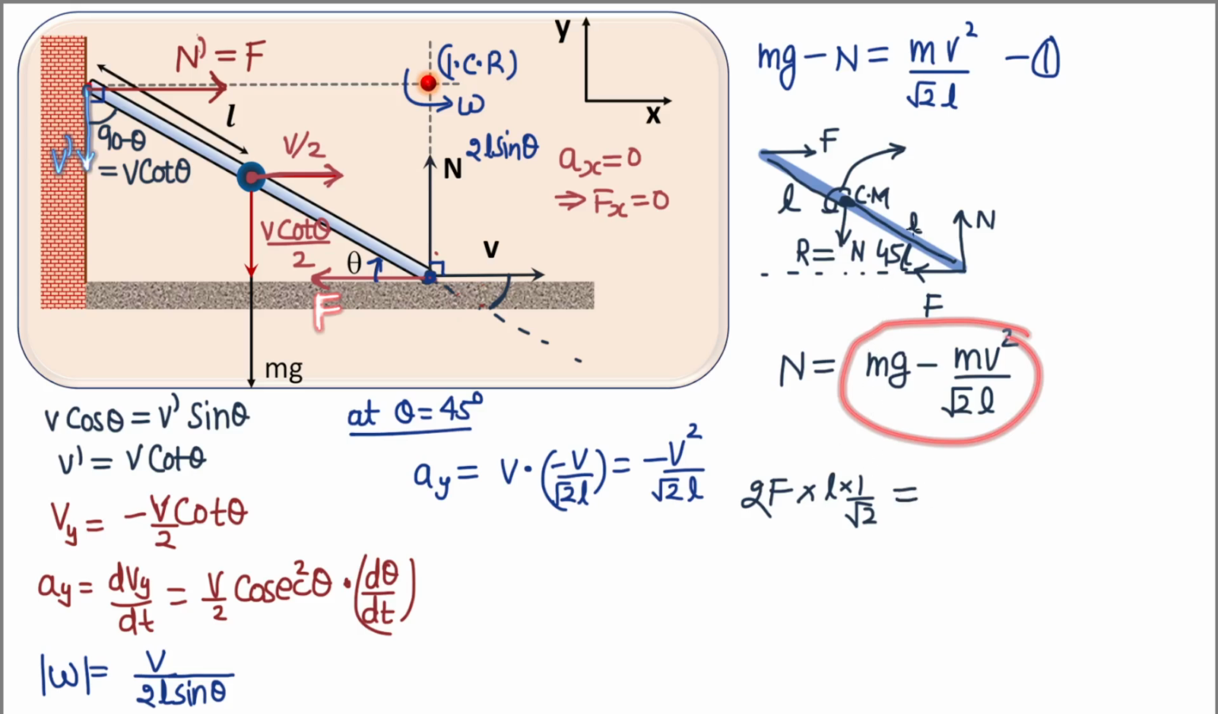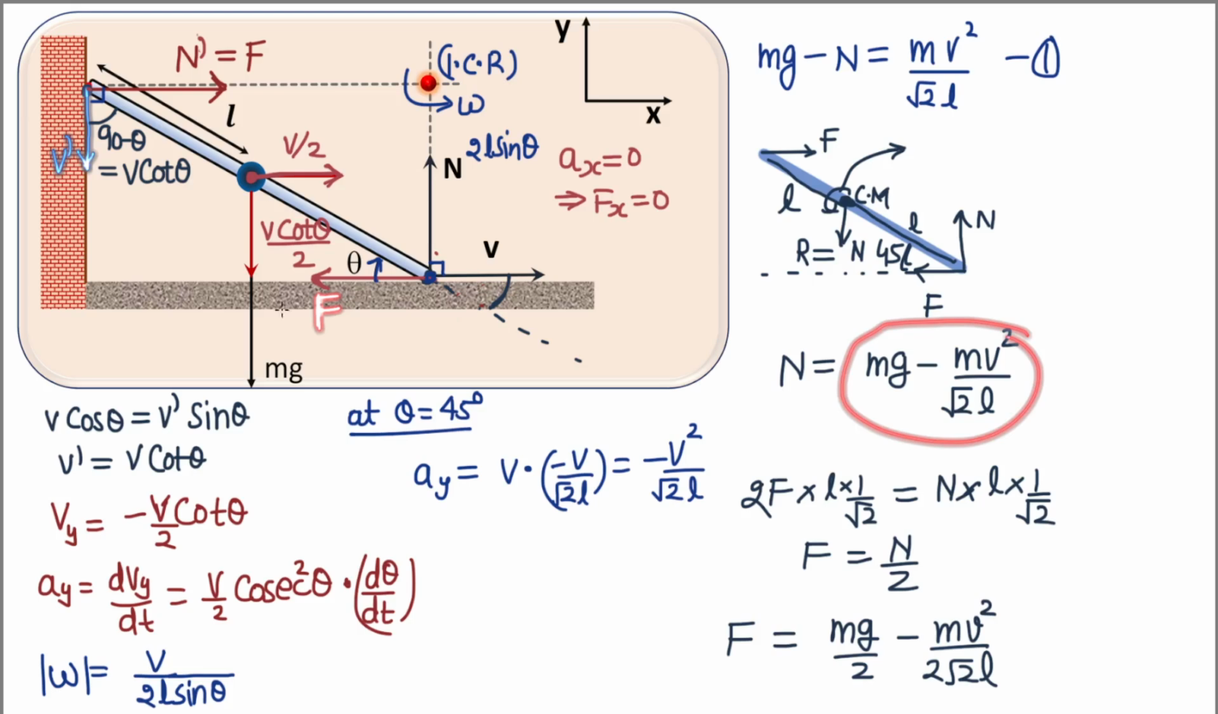And that torque is compensated, or neutralized, by the torque of this normal reaction force N times L cos 45. That is again the same. Whether it is cos 45 or sin 45, the value remains the same, 1 by root 2. So here we can see that F is nothing but N by 2. So we just had to find one value, the other comes out to be just half of that. So the answer for the second part is equal to mg by 2 minus mv square by 2 root 2 L, right? So this becomes our answer.